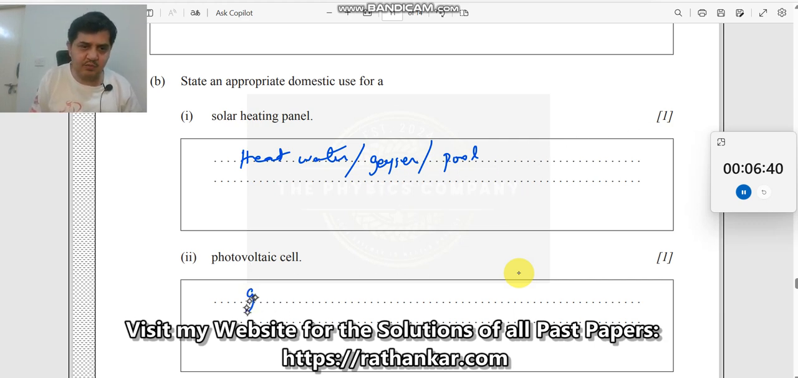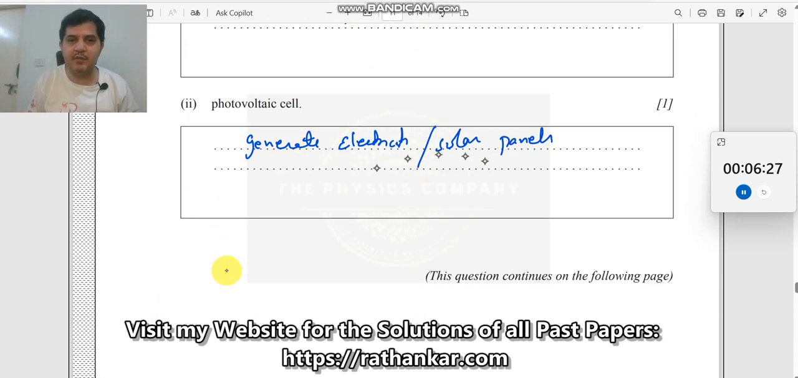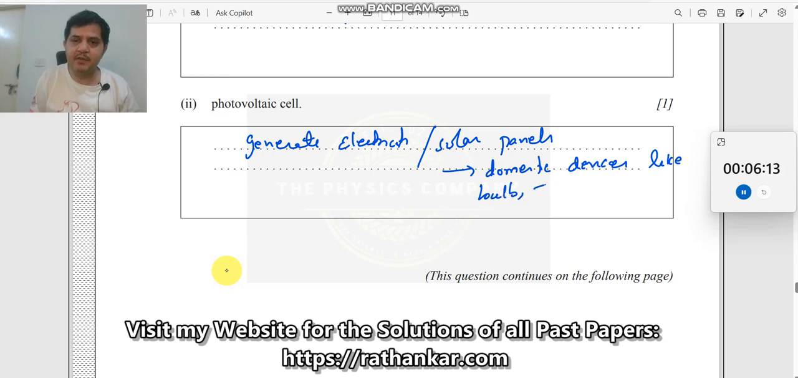Photovoltaic cell to generate electricity. Examples are making use of solar panels. Or maybe you can use it to run domestic devices like bulb, TV, radio, etc. Charging, right? Charging a mobile or whatever it is, you can use it for all this.